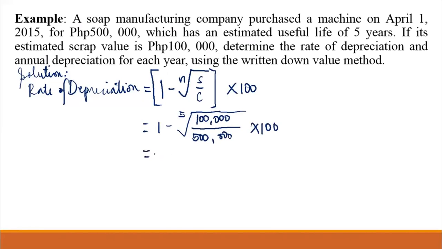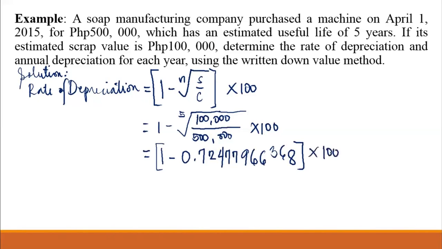So, tuloy lang natin. This is equal to 1 minus. So, we'll get the value of this one, yung naka-radical sign. Kaya, this is equal to 0.72477966368. So, sulat lang natin lahat ng digits, bago tayo mag-round off, alright? So, the rate of depreciation, RD yan, is now equal to 27.5%.